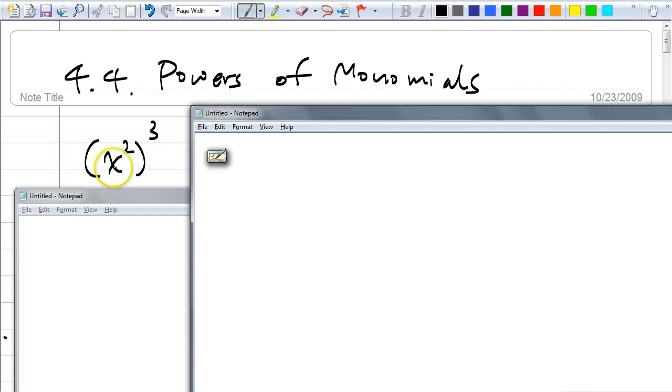This is what I mean. You have an exponential form and then it's raised to another power. That's what we mean by powers of monomials. You see my monomial, x to the second? Now it's x to the second to the third. So let me ask you this. What's the base of the exponent 3 in this problem?